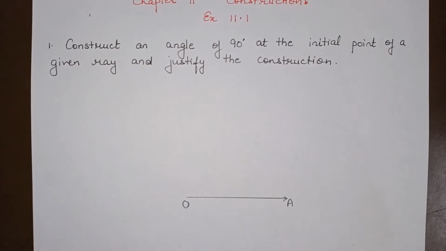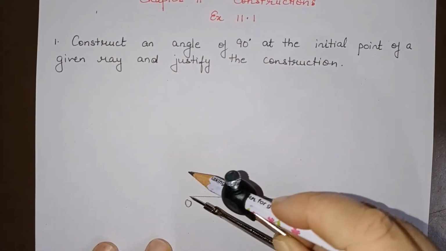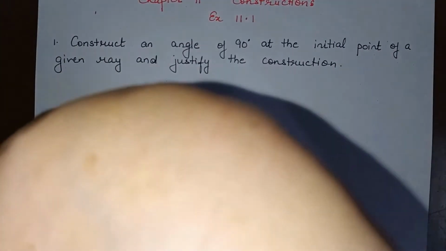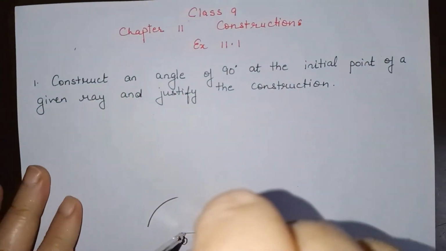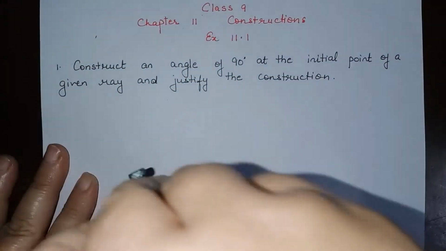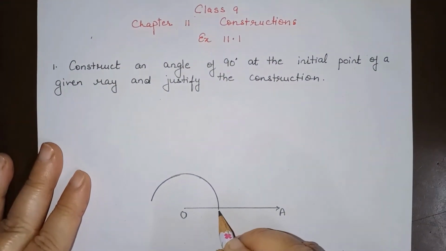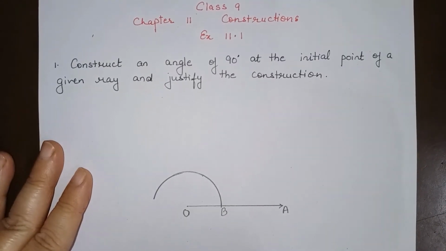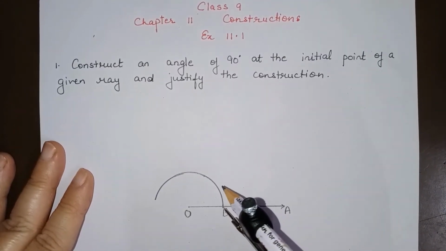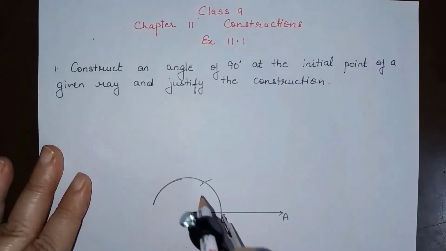Now taking O as center, we have to draw an arc. We have to draw an arc of a circle which will intersect ray OA. Let this arc intersect OA at B. Now with the same radius, you have to keep your compass here. You have to draw another arc like this.